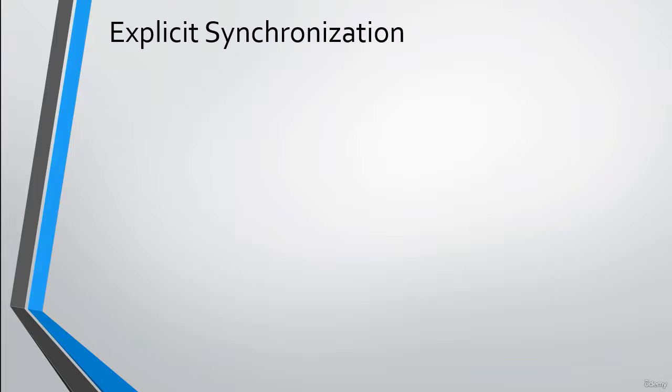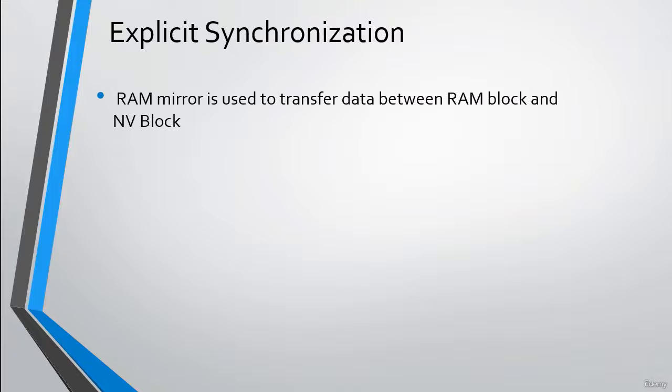So that's all about the implicit synchronization part. Now let's look at the explicit synchronization. In explicit synchronization, we have a concept called a RAM mirror. A RAM mirror is used to transfer data between the RAM block and the NV block.